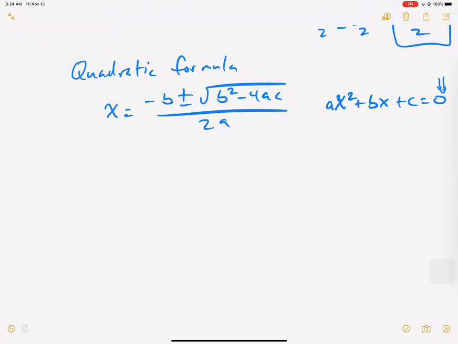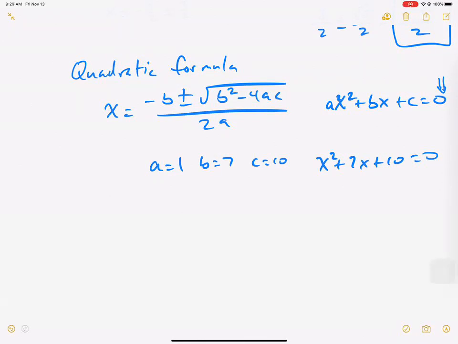So our problem is x squared plus 7x plus 10 equals 0. We're going to first label our a, b, and c. a is 1, b is 7, and c equals 10. That's one of the first things that you should do. Oftentimes kids mess up because they mislabel. They forget to write the negative or positive values.